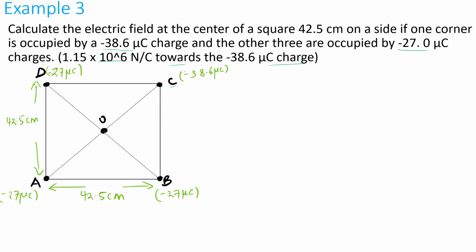The sides are equal because it's a square, 42.5 centimeter each side. Since we want to find the electric field at O, it is going to be due to the 4 charges around it, because point O is within the electric fields created by all the charges. But for simplicity, we are going to deal with each charge independently.